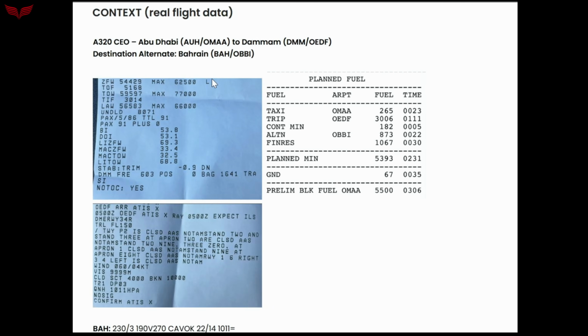When practicing failure management, always place yourself in a realistic operational context. I take flights I have actually flown and introduce a hypothetical failure because context matters. It shapes how we manage a situation. This example is based on a real 320 flight from Abu Dhabi to Dammam with Bahrain as destination alternate. Takeoff weight was 59.6 tons with 5.2 tons of fuel at takeoff. Weather at both destination and alternate was good, and according to the ATIS, runway 34 right was expected in Dammam with a parallel runway closed by NOTAM.